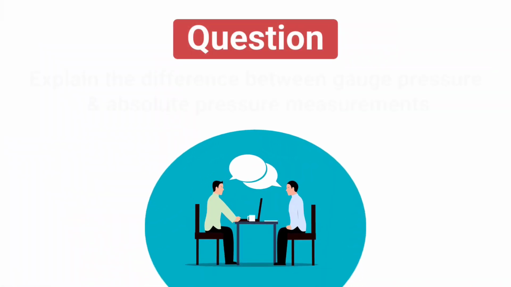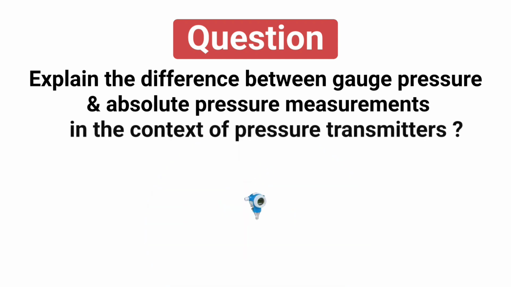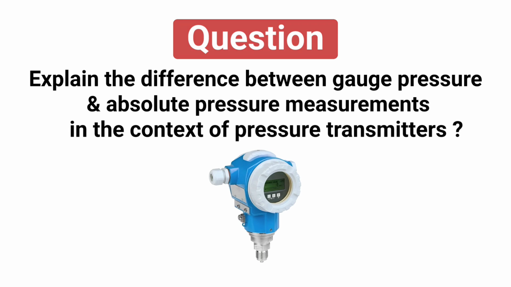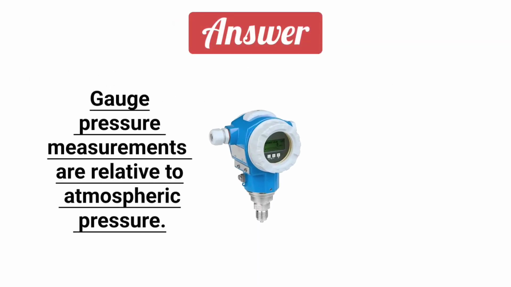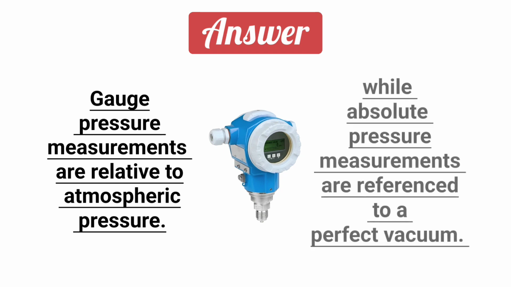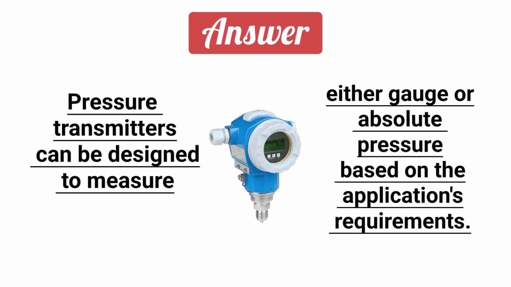Next question is, can you explain the difference between gauge pressure and absolute pressure measurements in the context of pressure transmitters? Its answer is, gauge pressure measurements are relative to atmospheric pressure, while absolute pressure measurements are referenced to a perfect vacuum. Pressure transmitters can be designed to measure either gauge or absolute pressure based on the application's requirements.